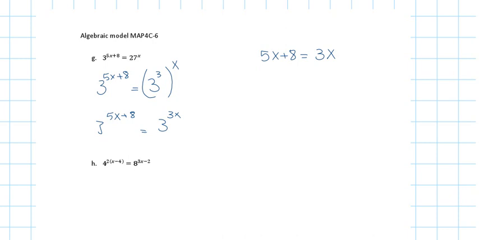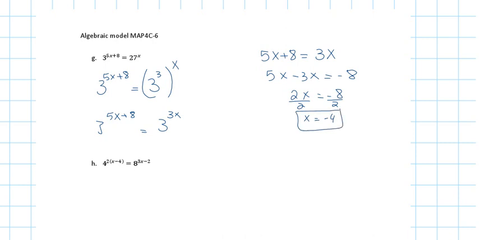Okay. Now, like terms to the same side. It's easy for you guys. You know this, right? I don't have to remind you of this. 2x equals negative 8. And then divide by 2. So x equals negative 4.